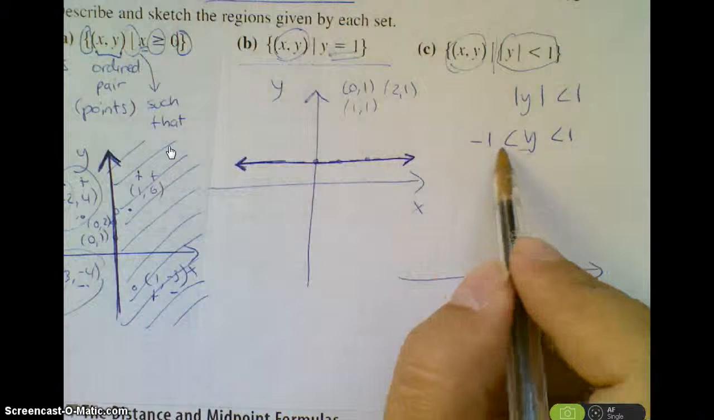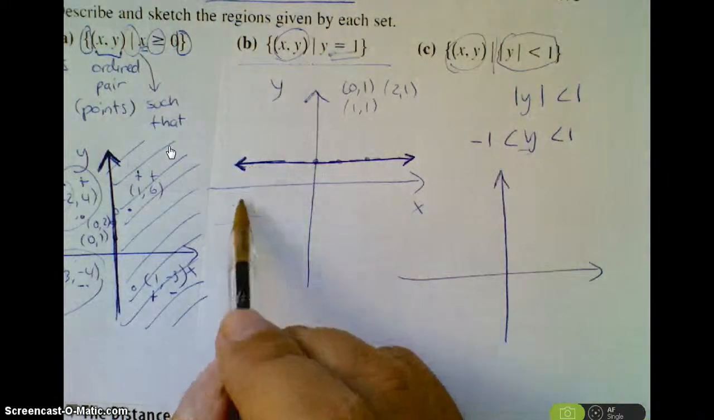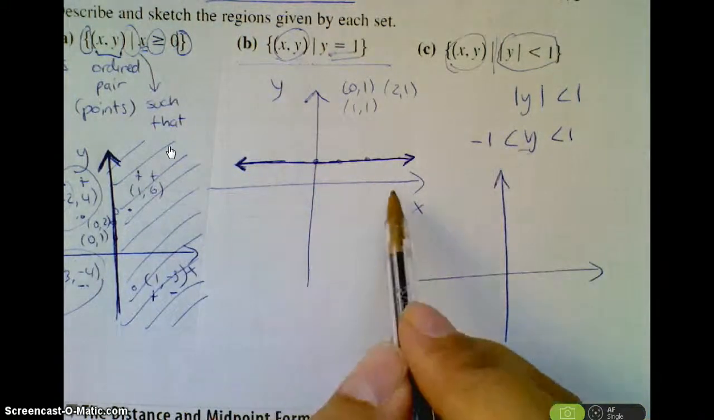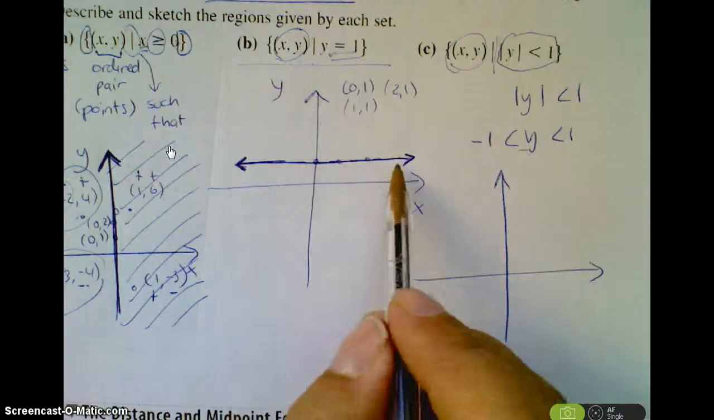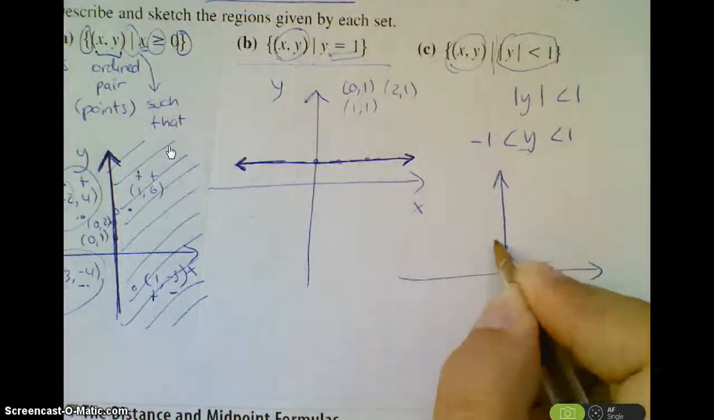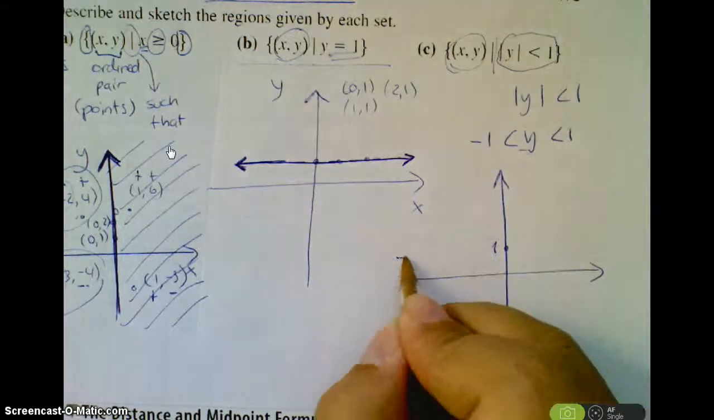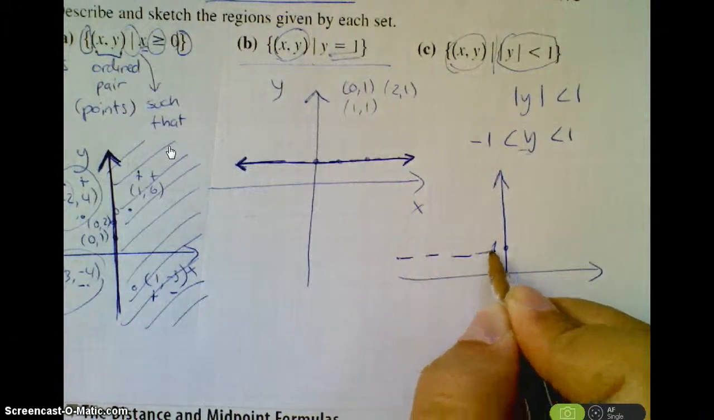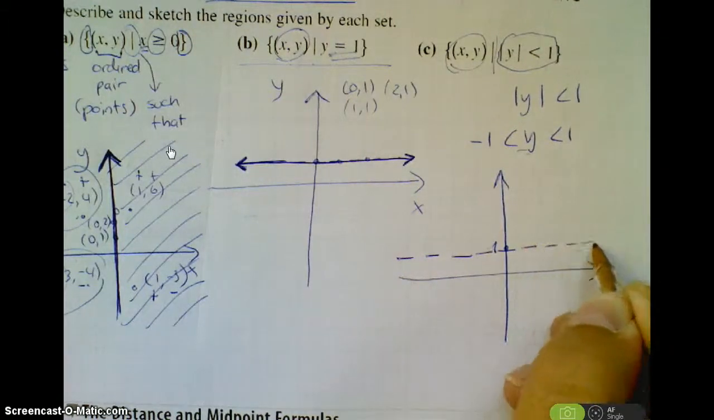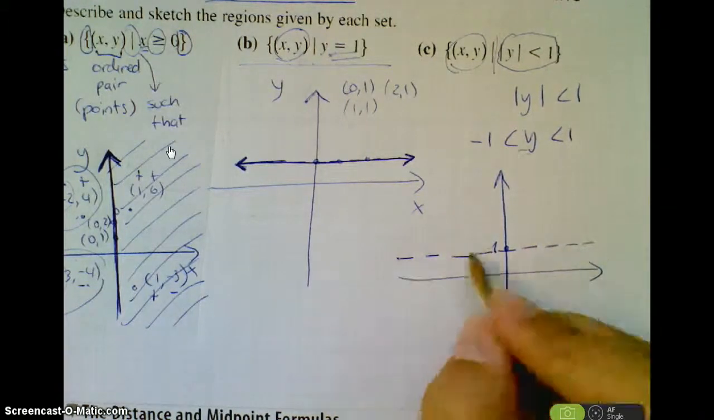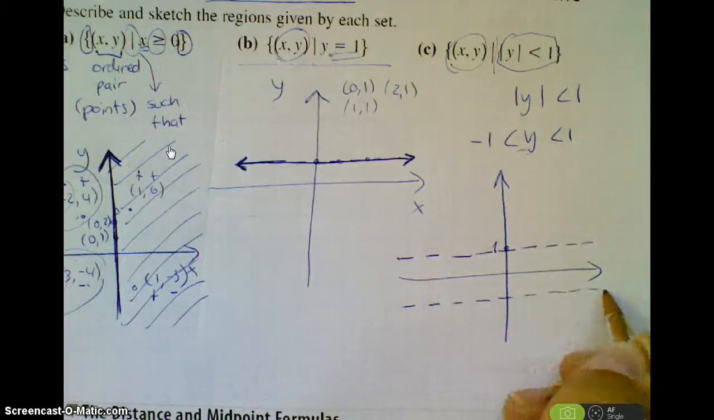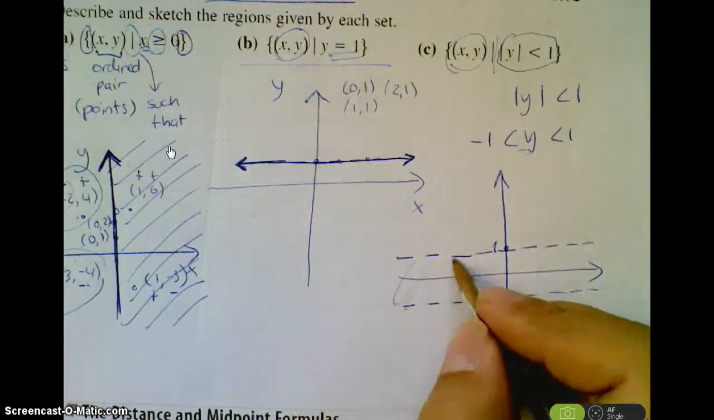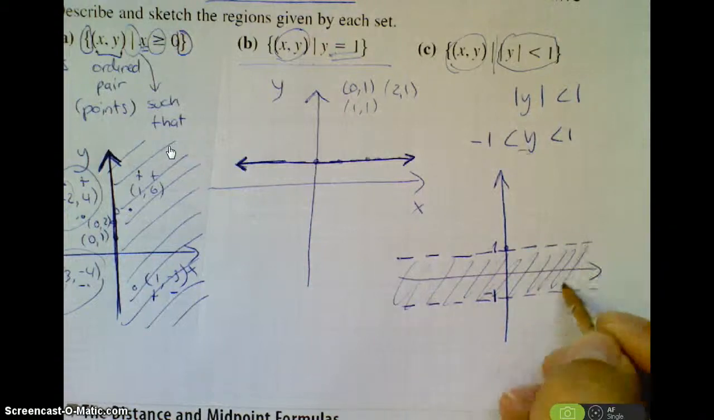But the only thing that you have to be careful about here is that the points that you're going to shade are in between those lines, but that does not include the line itself. So I'm going to draw a line through 1, but it is a line that is dashed to indicate that I'm not including the points on this line and I'm not including the points on this other line, but I'm shading everything else in between.